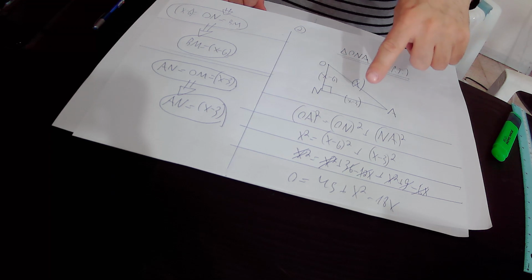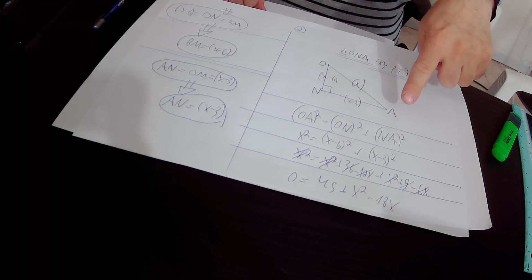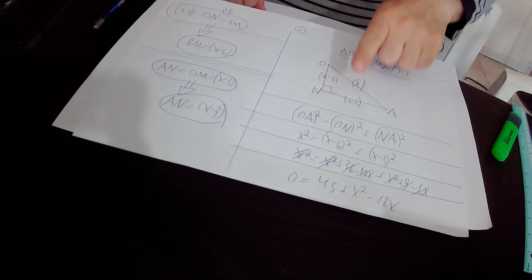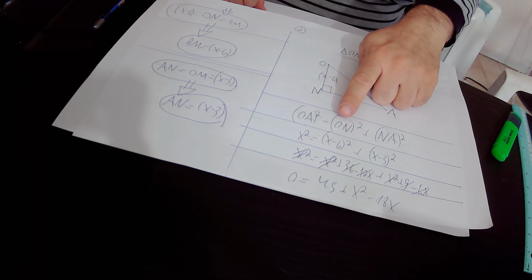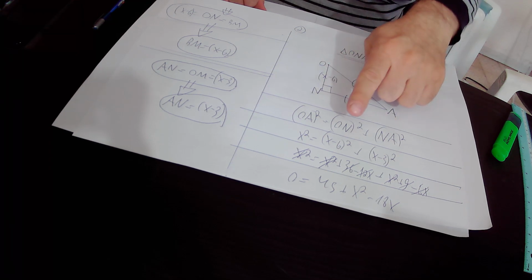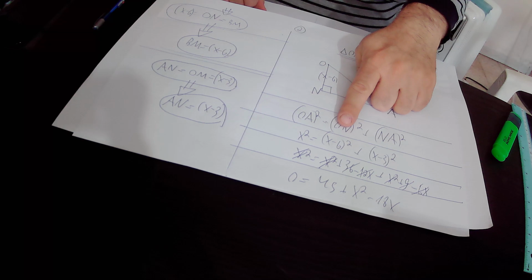And it equals ON squared. ON is x minus 6, therefore ON squared is (x minus 6) squared, plus AN squared. AN is x minus 3, therefore AN squared is (x minus 3) squared. So x squared equals (x minus 6) squared plus (x minus 3) squared.